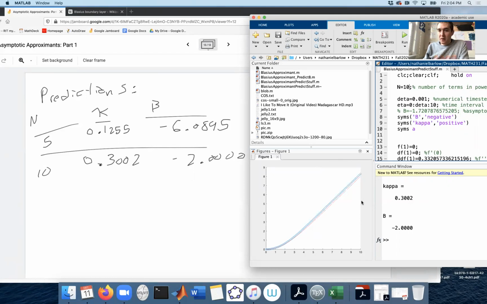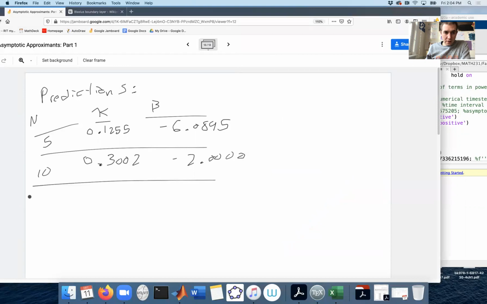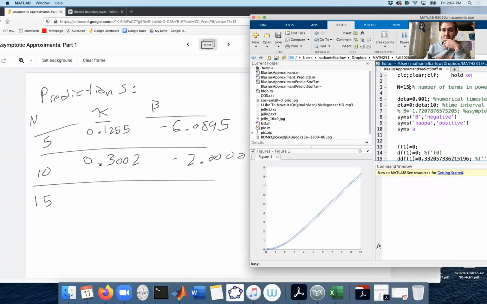Okay, let's try, and this is completely independent, this is the approximate on its own, right? Trying to predict all the capital A's and predict b and kappa. Let's try n equals 15 and see what we get. Right, 15 over here. It's taking a little while.